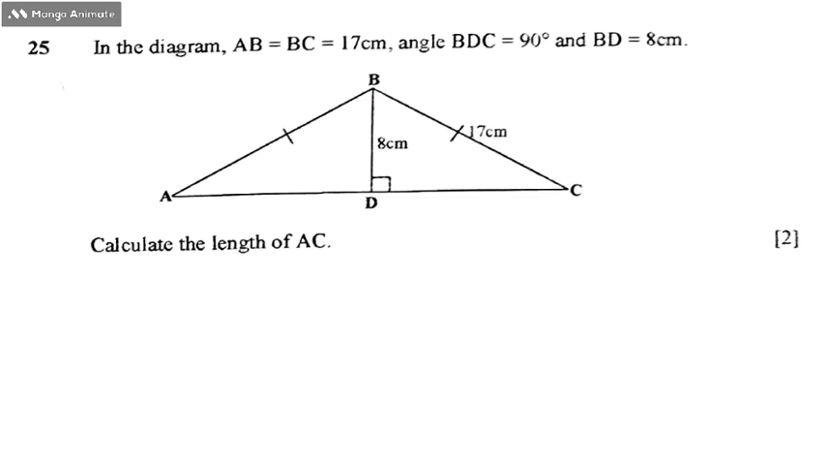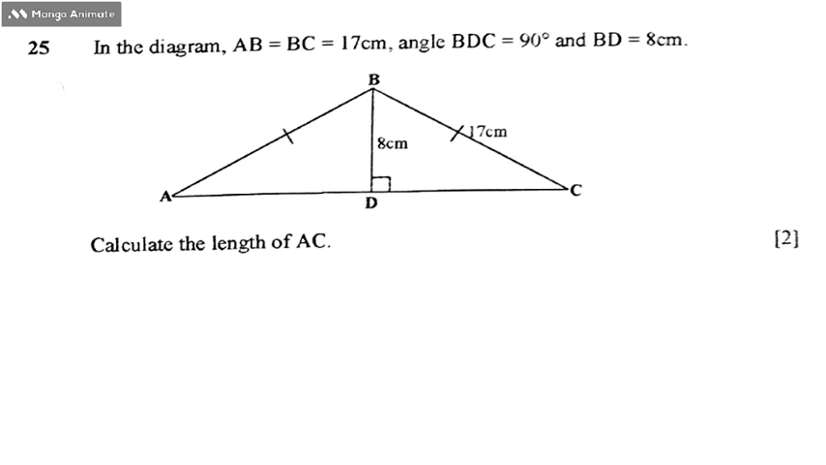Question 25 was as follows. In the diagram, AB is equal to BC, which is equal to 17 centimeters. Angle BDC is equal to 90 degrees, and BD is equal to 8 centimeters. Now, the actual question is: calculate the length of AC.